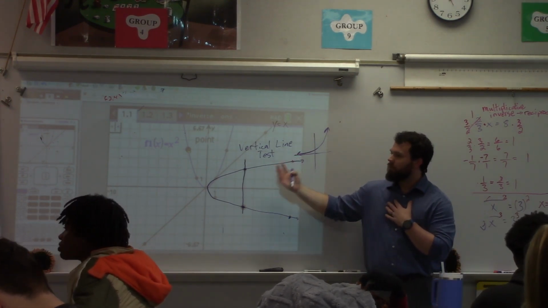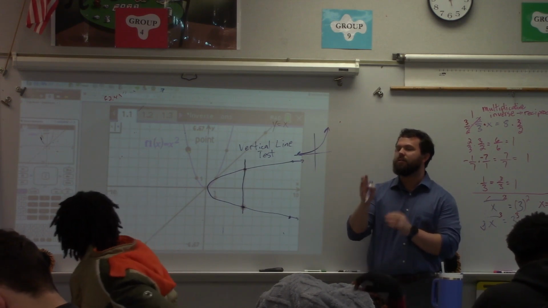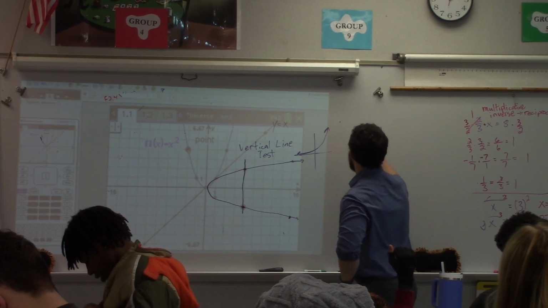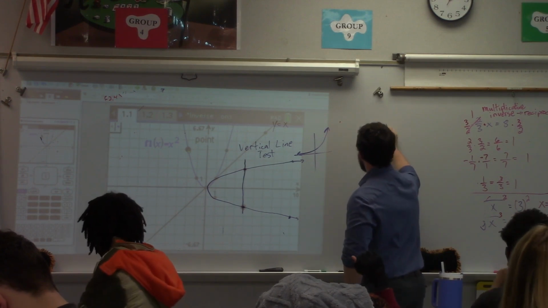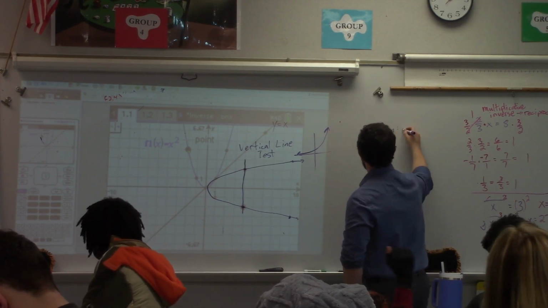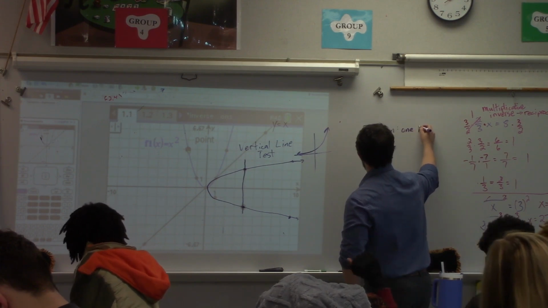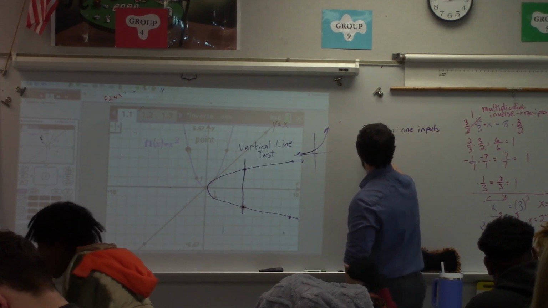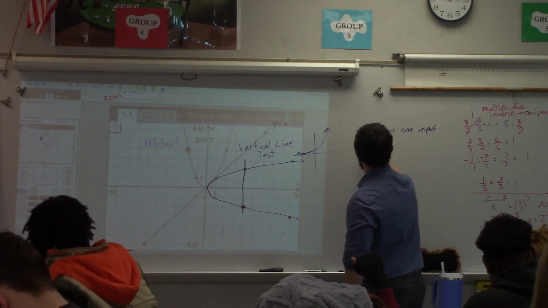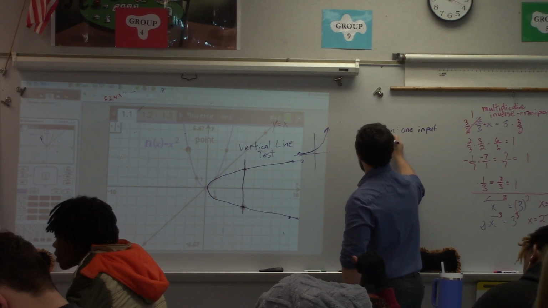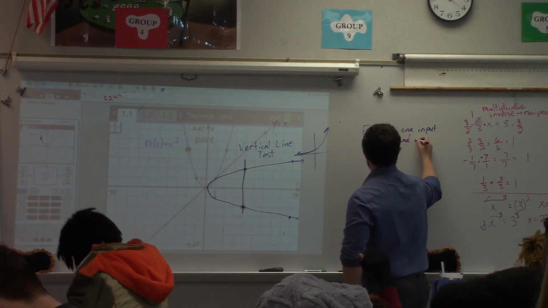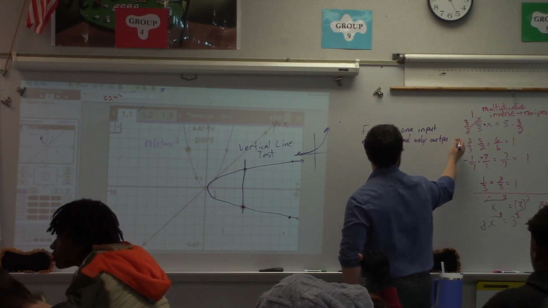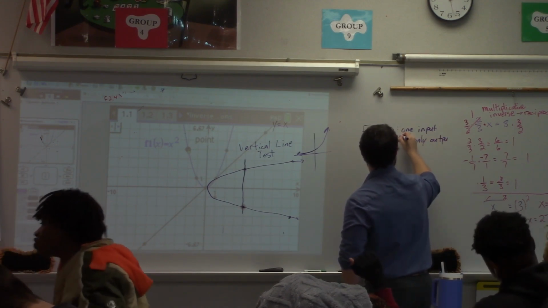Okay, so right here, vertical line test. But I want to connect this to what Zakayo is saying, because Zakayo is hitting on the most important part. The definition of a function was what? One and only one input maps to one and only one output. Each input maps to one and only one output. One and no more. Just one.